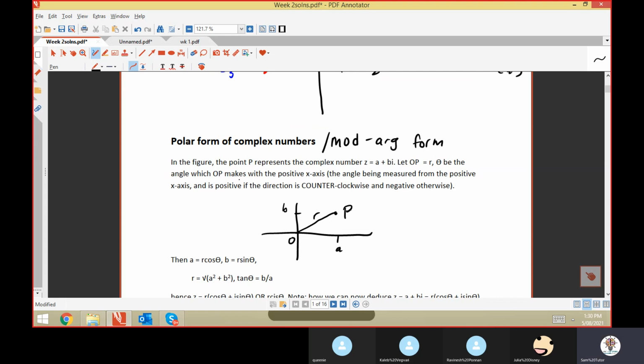Theta be the angle which OP makes with the positive x-axis. So let that be theta. The angle being measured from the positive x-axis and is positive if the direction is counterclockwise. So we're going this way and that's positive, similar to SOHCAHTOA, right? Then, can somebody tell me a way of finding this distance for A? So another way of finding A.